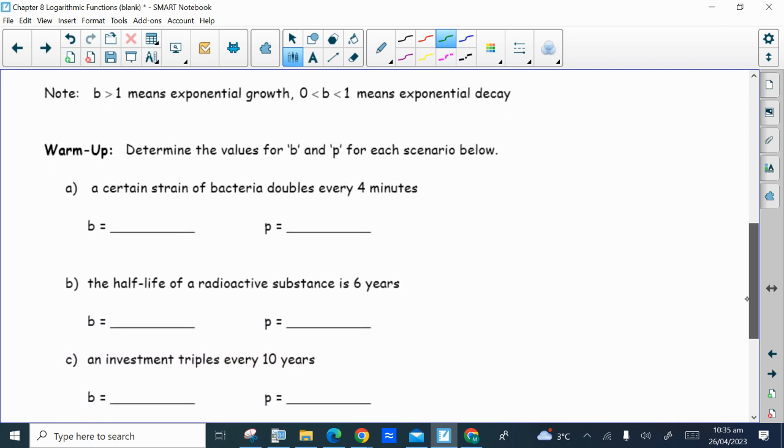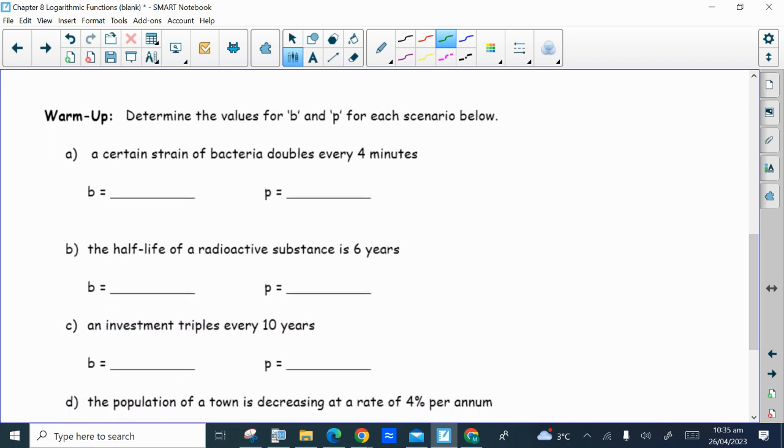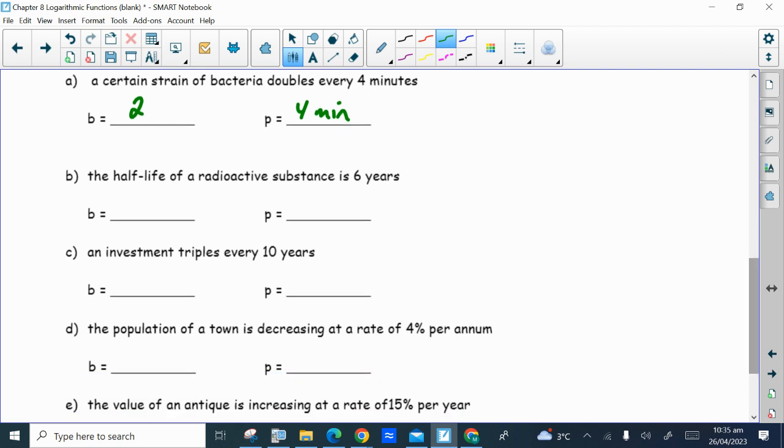So just for some more practice determining B and P for each of these scenarios, if a certain strain of bacteria doubles every 4 minutes, that means B, the base, will be 2. That's your growth factor. And our P will be the growth period, which is every 4 minutes. If the half-life of a radioactive substance is 6 years, B is a half, and our growth period is every 6 years.